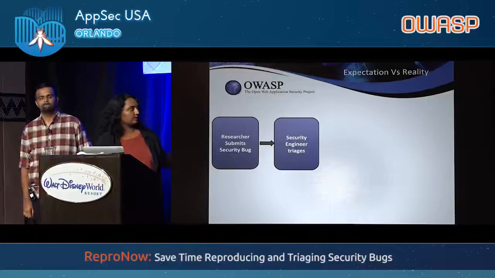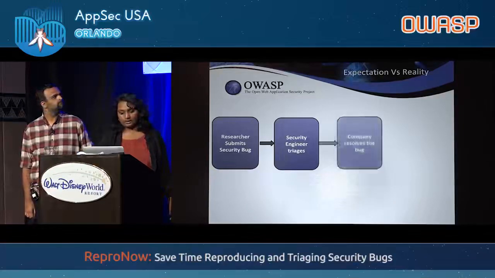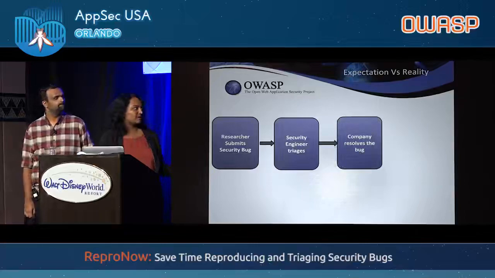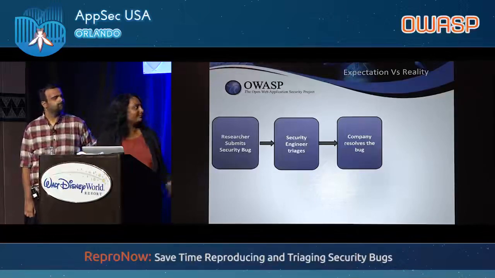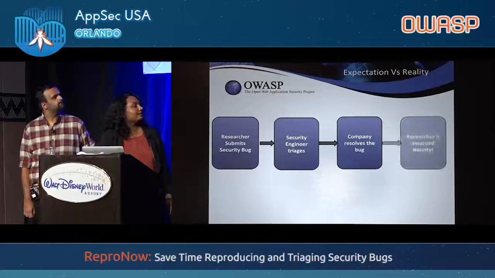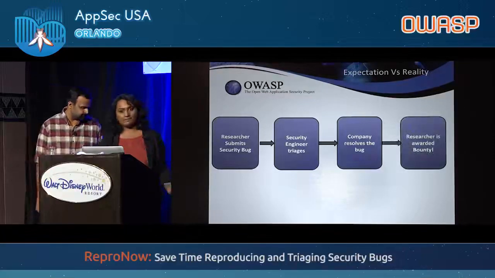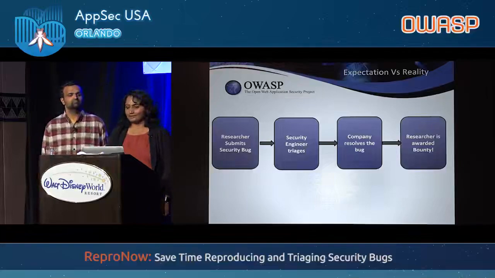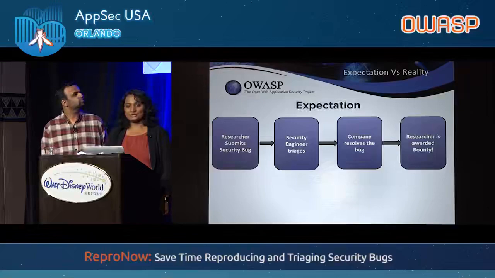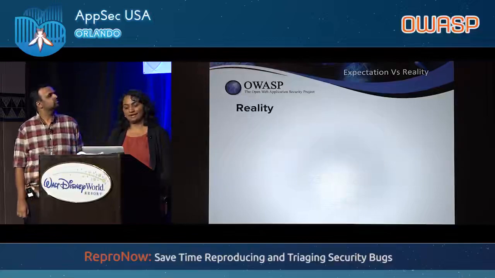So in this case, he triages it. That's good, going well. The company resolves the bug, amazing. The security posture of the company increased, got a little more strengthened, one bug more. And then the researcher is awarded a bounty, the researcher is happy and is looking into your app some more. Wish things were this ideal. So this is just the expectation of it. Let's look at what happens in reality.